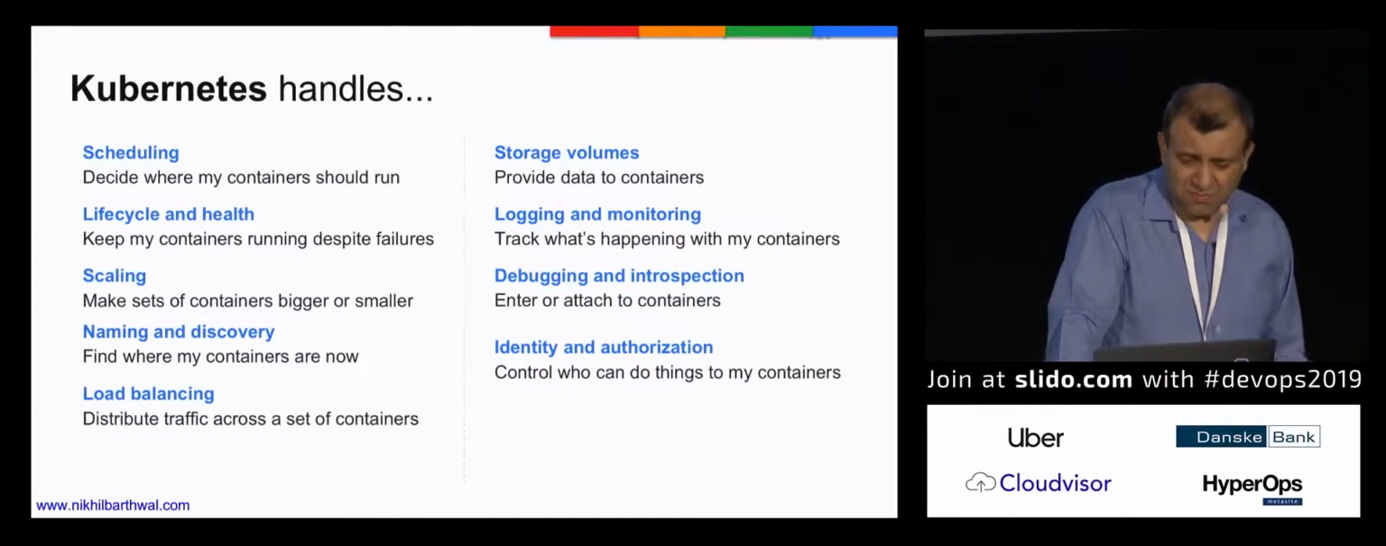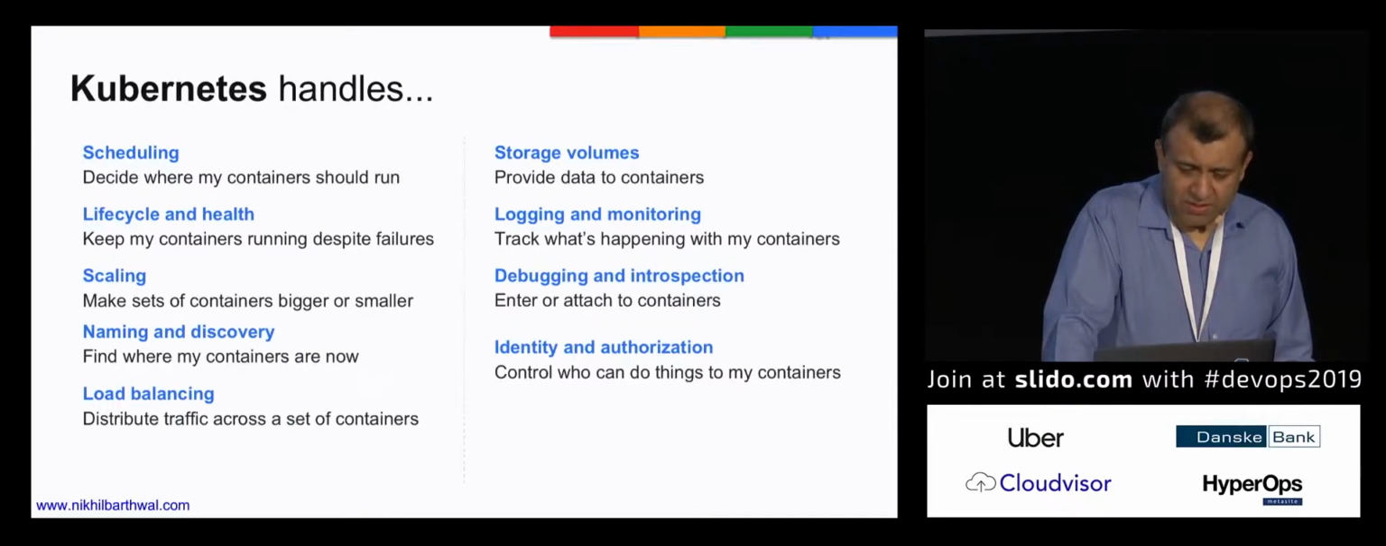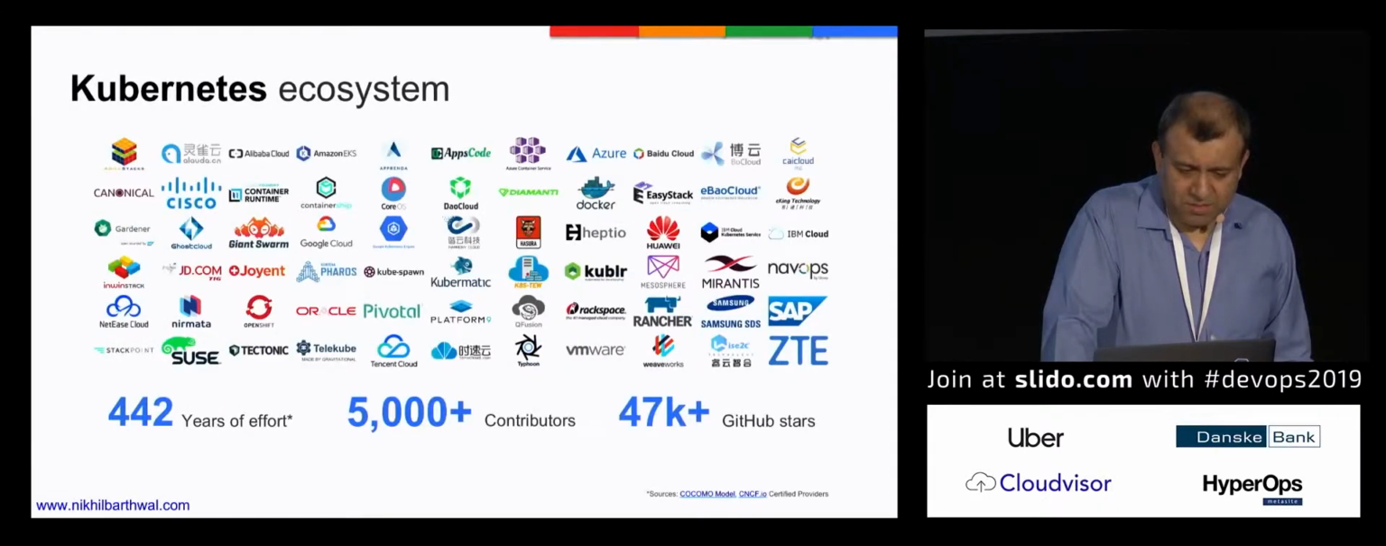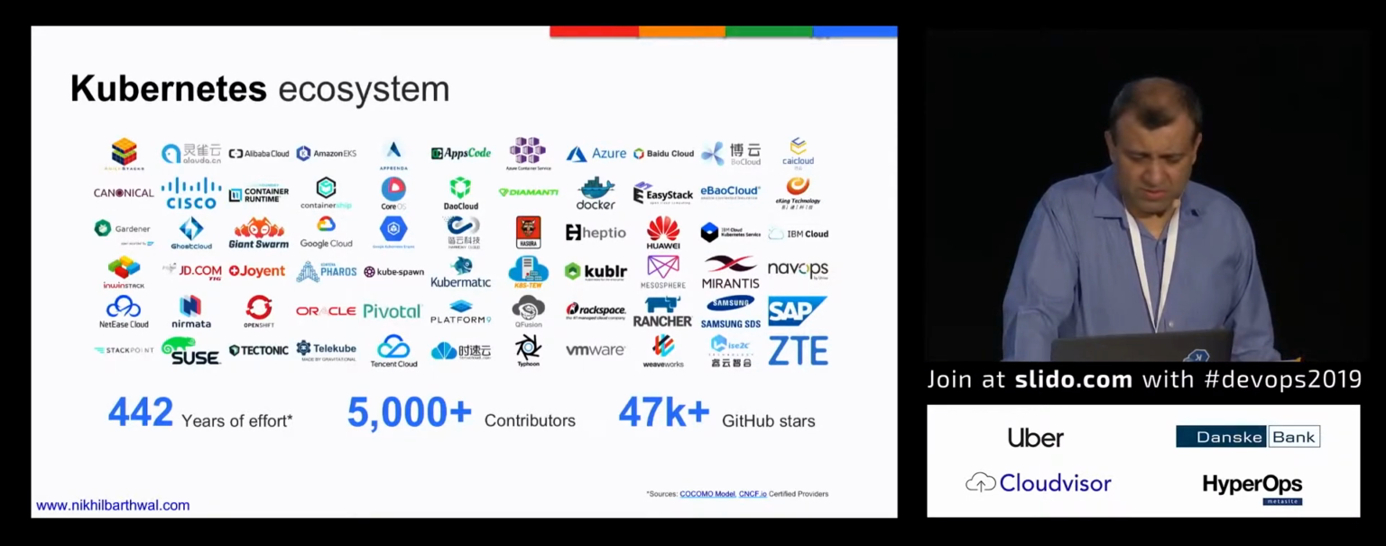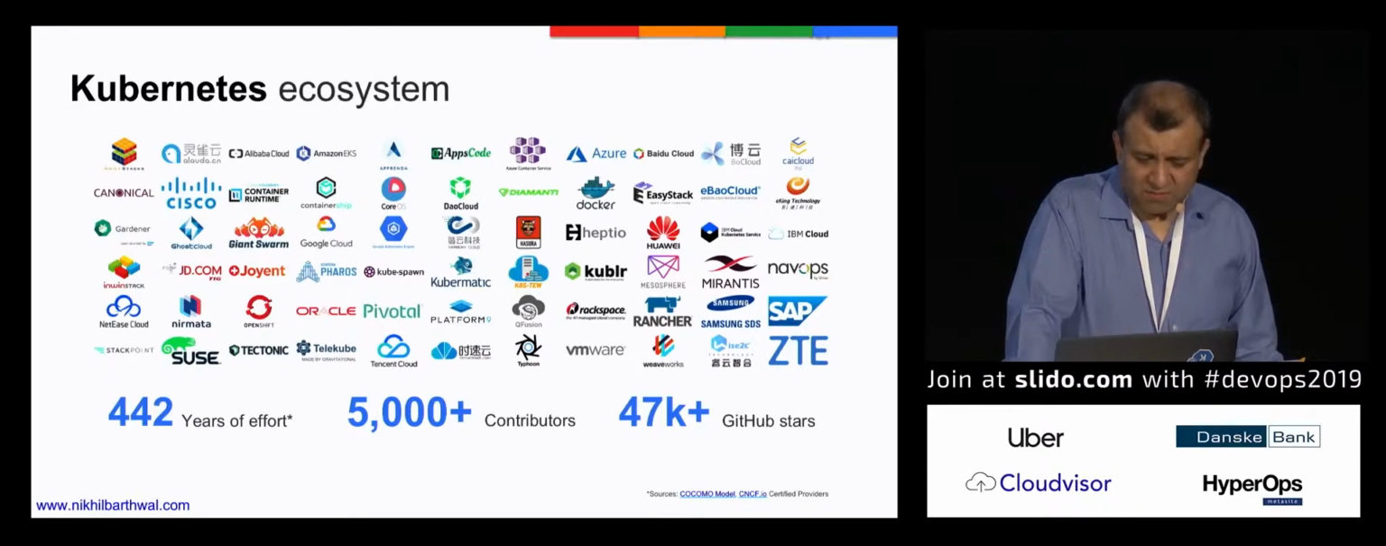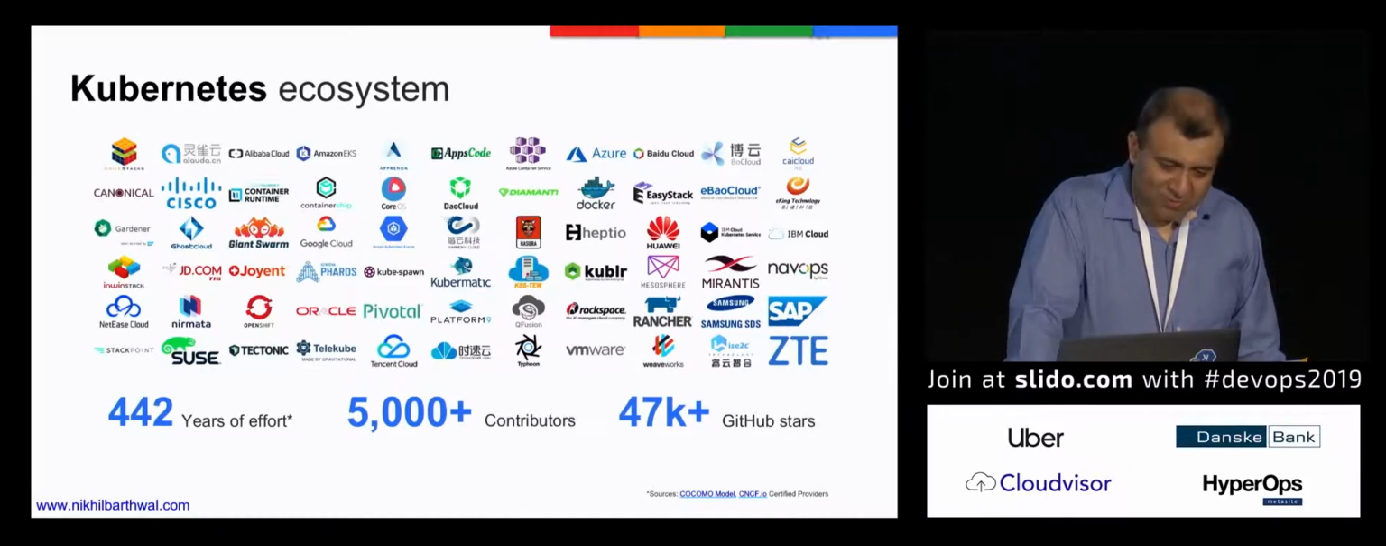And there's a big ecosystem surrounding Kubernetes, right? I have some details here. 5,000 contributors. It was written in Go. It's all open source. Many man-years of effort, and if you look at the stats, you have a whole bunch of organizations that use Kubernetes.